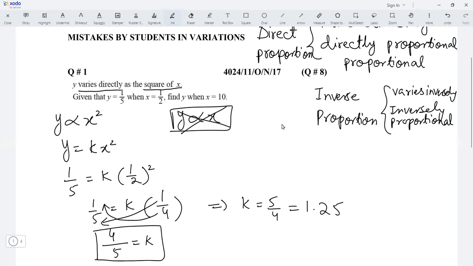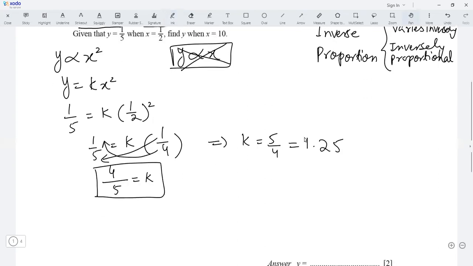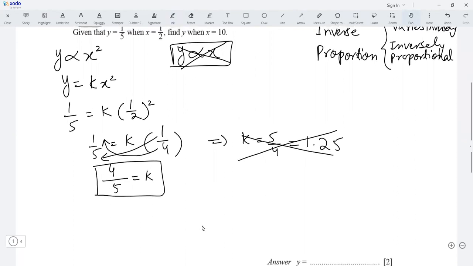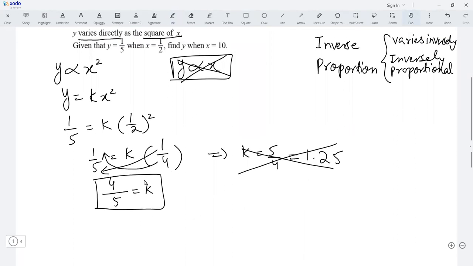Few of the students will make this mistake. I'm just mentioning again, this is the incorrect way. Okay, I'm just cutting down the incorrect process. So next thing, we have to put this value in the equation connecting x and y. It results in y equals 4 over 5 x squared.